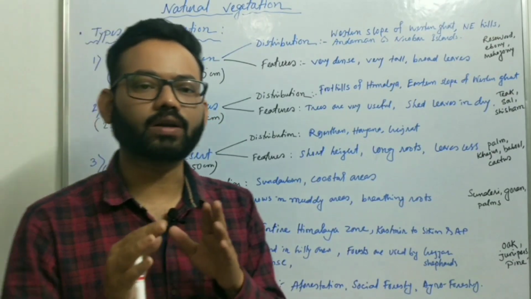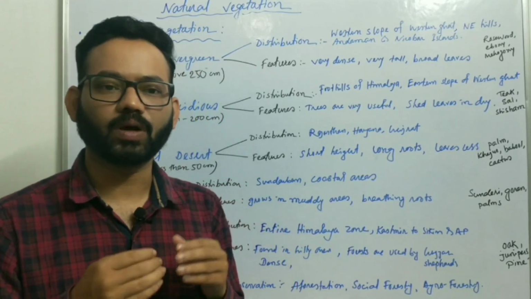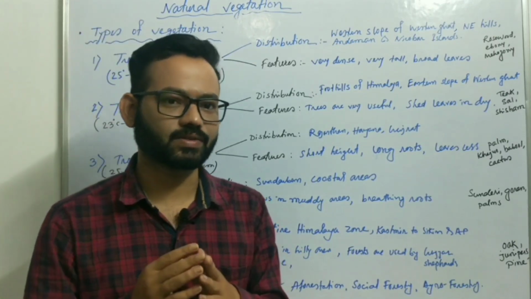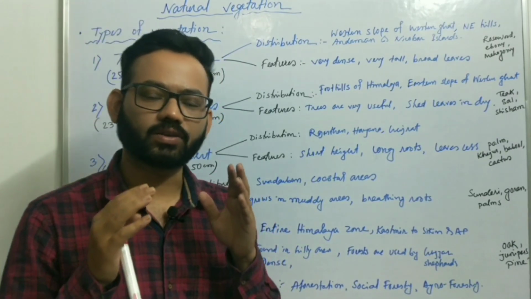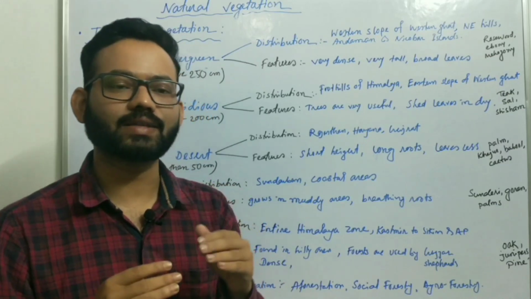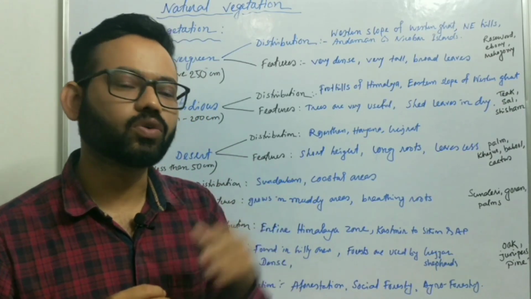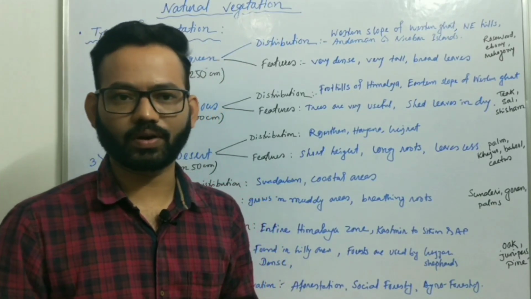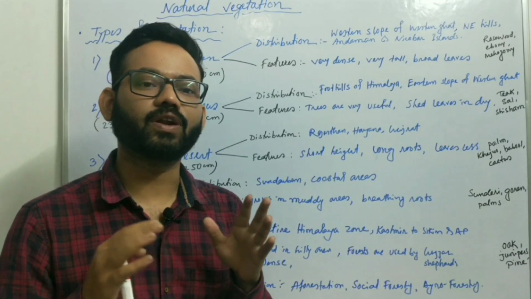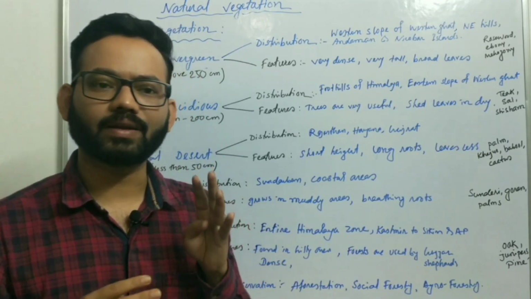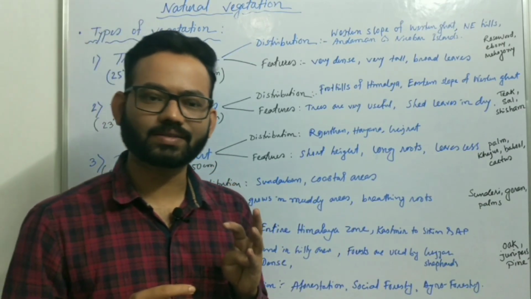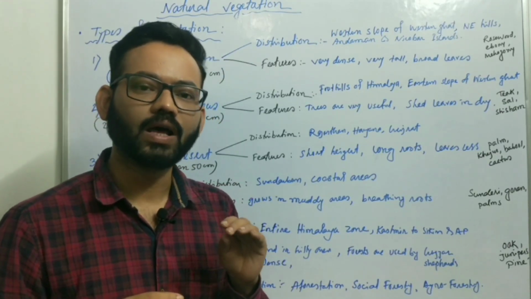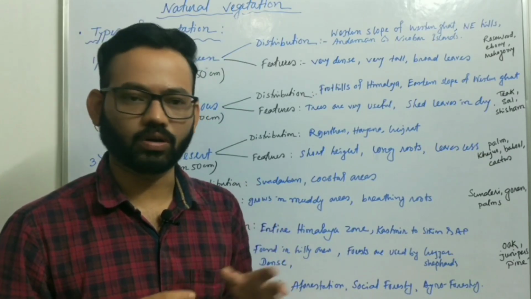And features: what are the features of the tropical evergreen forest? Number one, these forests are very dense. Number two, the trees of this forest are of different heights, from very short to very tall. Number three, broad leaves. The trees of this region are very broad-leaved. So these are the main features. Number one, very dense. Number two, broad leaves. Number three, trees of different heights are found here, from very small to very tall.